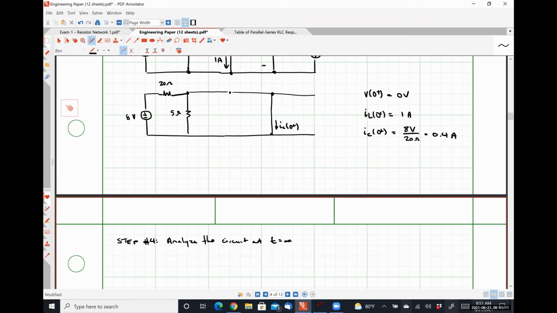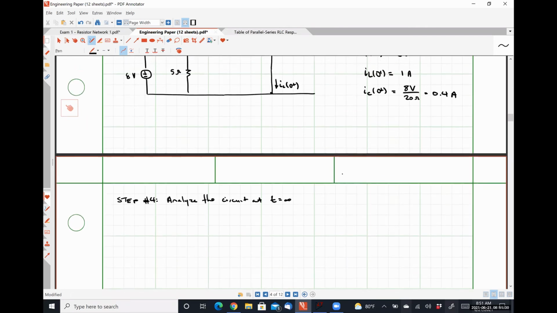At t is equal to infinity, the circuit is at DC steady state again because it's a long time after the transient condition has decayed. And the switch is still closed, right? So that means I'm going to have the switch closed, but with my inductors replaced with short circuits and capacitors replaced with open circuits. So that's going to look like this.